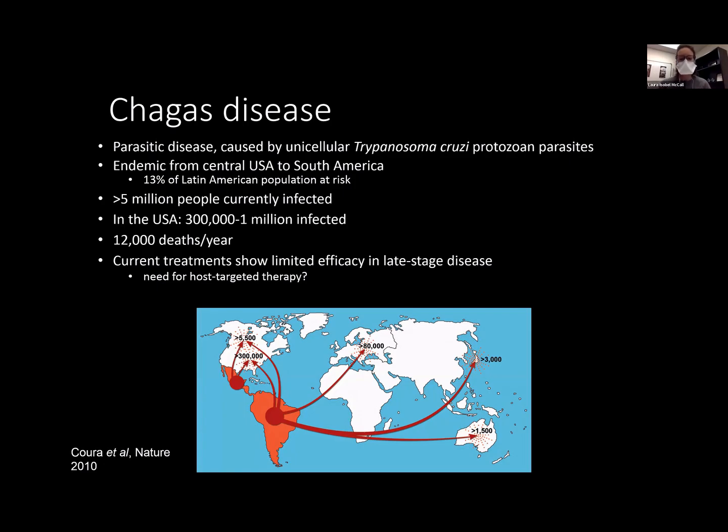One particular challenge with Chagas disease is that while we have antiparasitic agents, if treatment is delayed until late stage symptomatic disease, those treatments, even when they do successfully clear the parasites, are not actually enough to improve patient outcomes. And so that suggests a role for host pathways in Chagas disease progression. And so that makes Chagas disease a good system to apply chemical cartography.